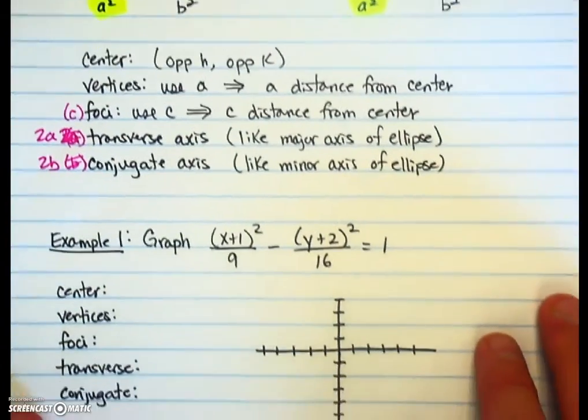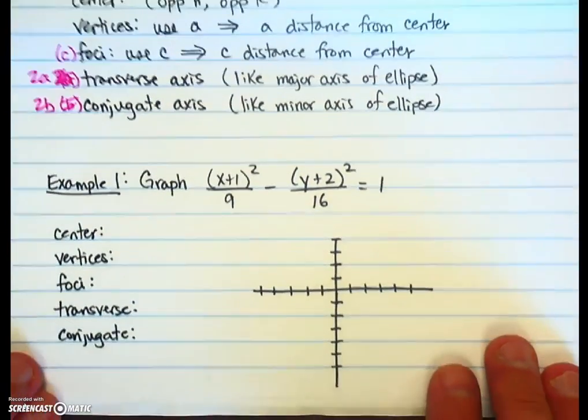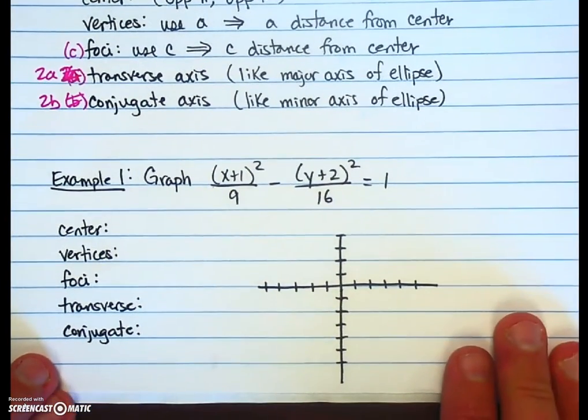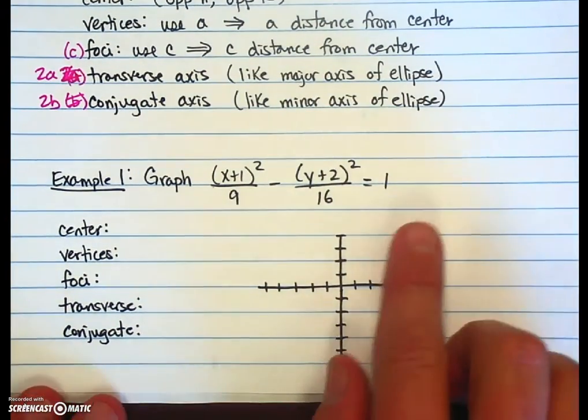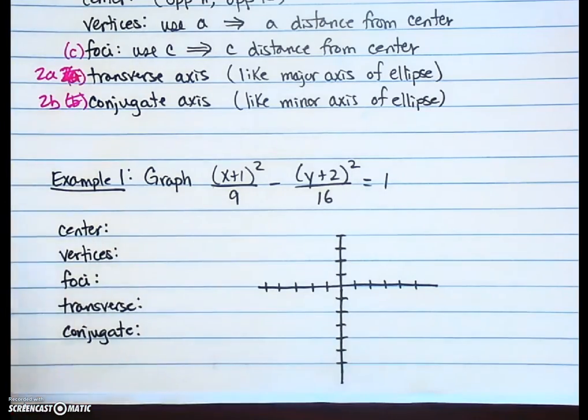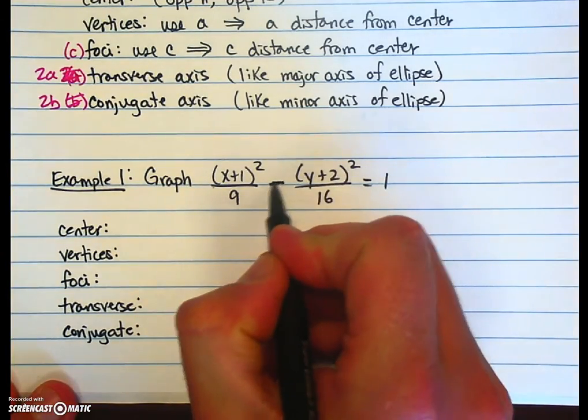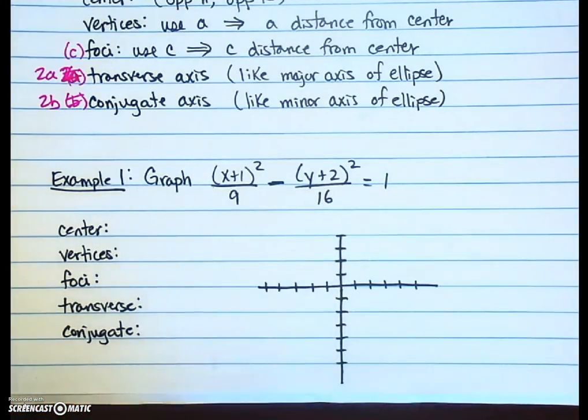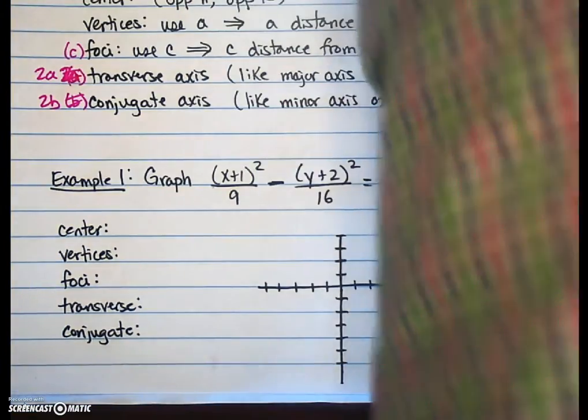Okay. So first example here, we've got (x+1)² over 9 minus (y+2)² over 16 equals 1. Now, I know that this is a hyperbola because that is a minus. If I change that to a plus, this becomes an ellipse. All right, so let's just start out with what we know here.